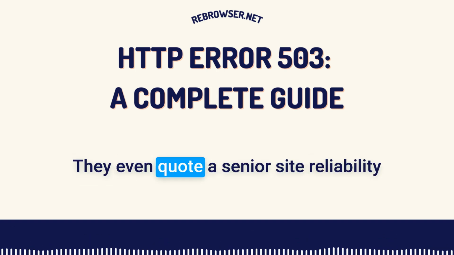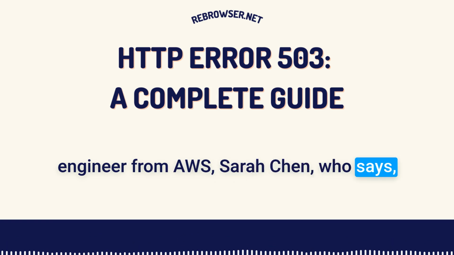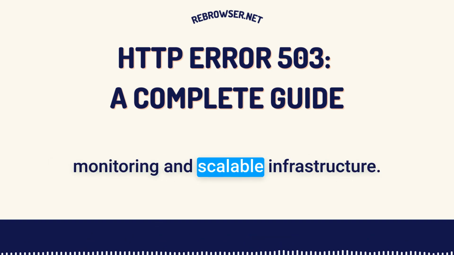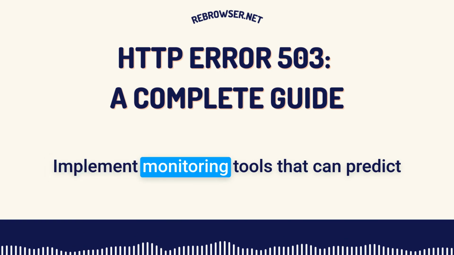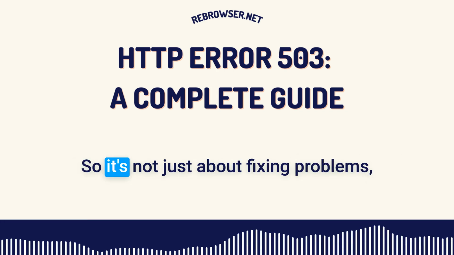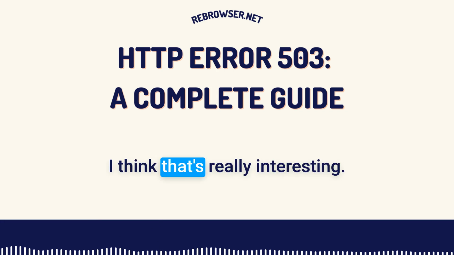Exactly. They even quote a senior site reliability engineer from AWS, Sarah Chen, who says, "The key to preventing 503 errors is proactive monitoring and scalable infrastructure. Don't wait for errors to occur. Implement monitoring tools that can predict and prevent issues before they impact users." So it's not just about fixing problems, it's about anticipating them. Exactly. I think that's really interesting.